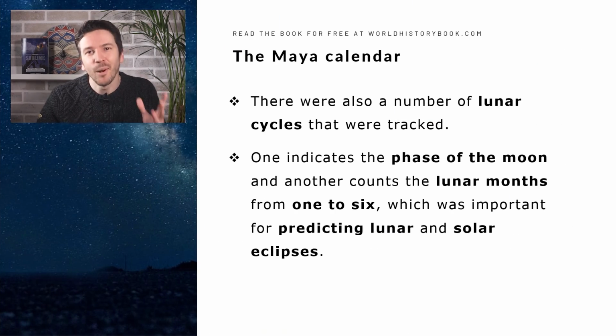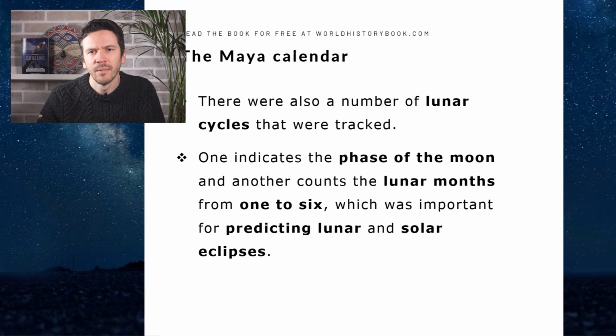On top of this, there were also a number of lunar cycles that were tracked. One indicates the phase of the moon, and another one counts the lunar months from 1 to 6, which turns out important for predicting lunar and solar eclipses.